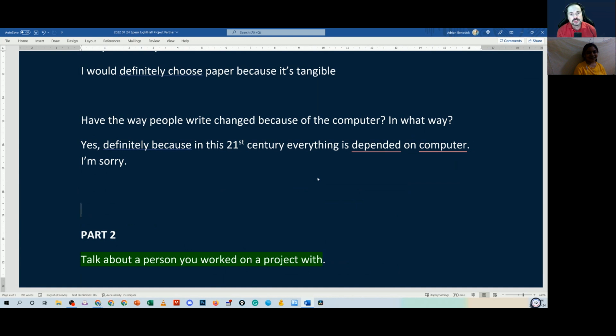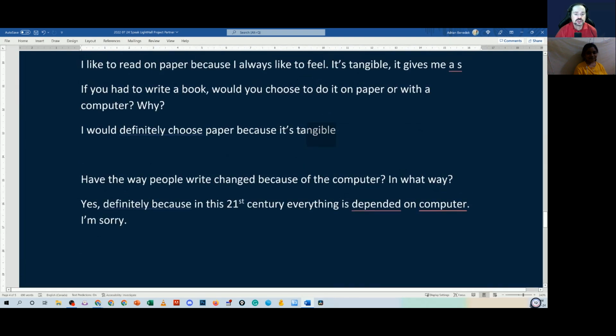Based on speaking with you, I can tell that you have quite good English. You have a lot of vocabulary. You're using a word, for example, like tangible, very comfortably. For anybody who's watching right now, tangible means real world. It can be touched.